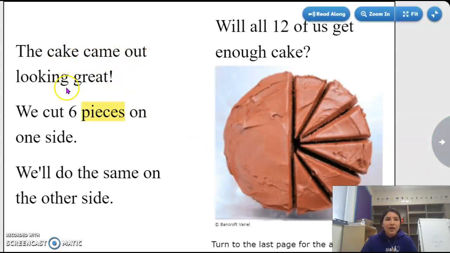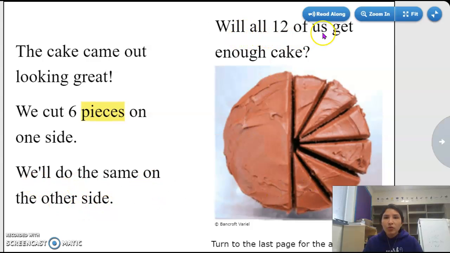The cake came out looking great. We cut 6 pieces on one side. 1, 2, 3, 4, 5, 6. We'll do the same on the other side. Will all 12 of us get enough cake? What do you think?